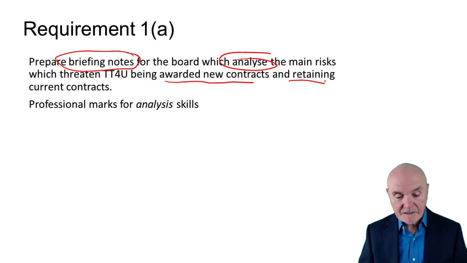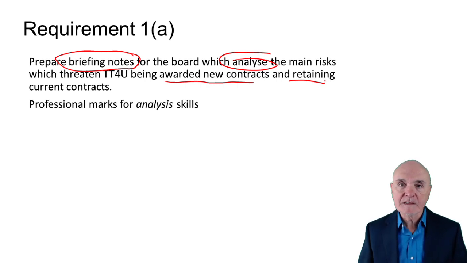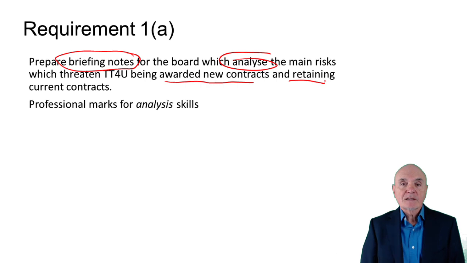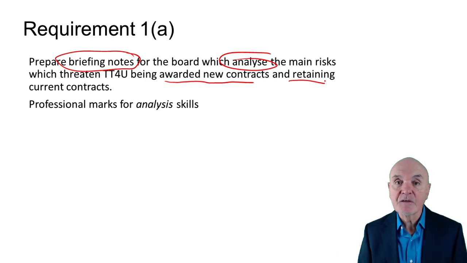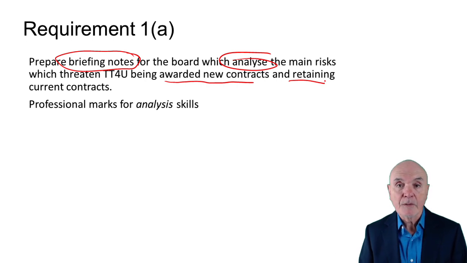So if you don't answer in the right format, if you don't analyze, if you fall short of that and merely list without any emphasis on what the really important things are, why they're important, if you make them up and don't scour, if you don't really search through the information carefully to try to identify the risks, if you don't look at it for risks for being awarded new contracts and retaining current contracts, you can't possibly get even the majority of the marks on this.